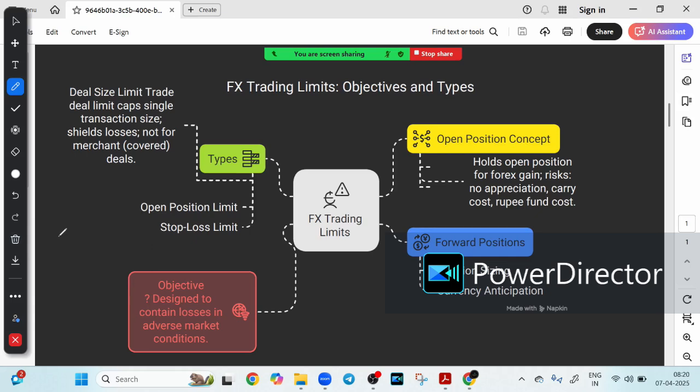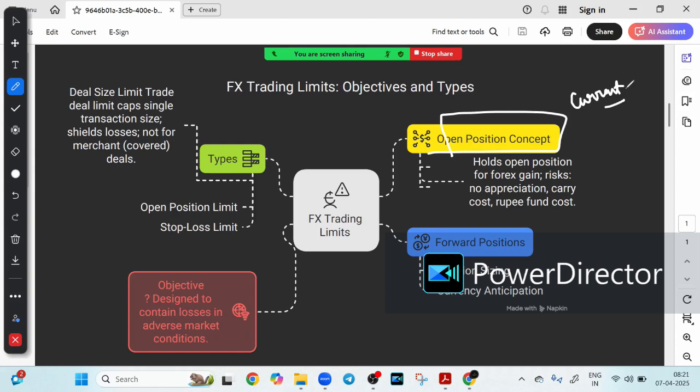If you look at the open position concept here on the right side, what is the meaning of open position? This refers to a situation where a bank holds a currency position open. Suppose the bank holds a currency position open, expecting to gain from the forex movement. That is why the bank keeps its position open.